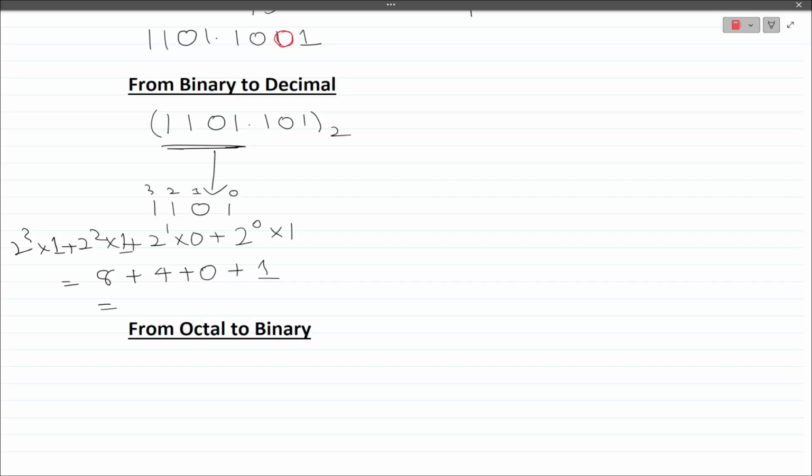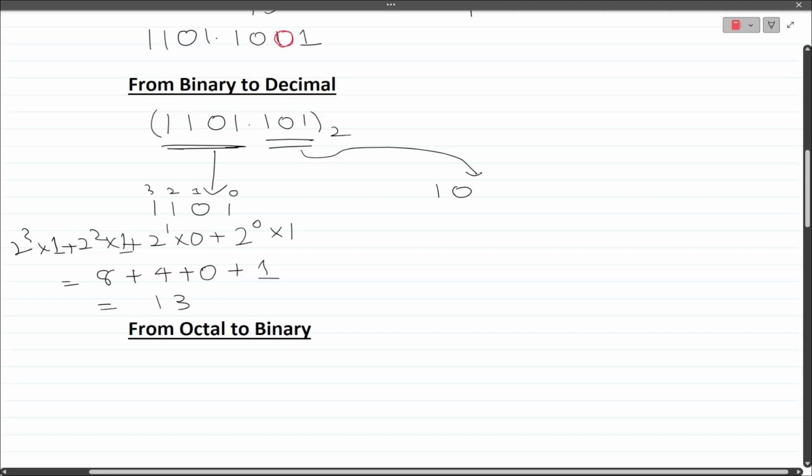Okay, so what have I got? I think 13. Okay, now what will I be doing? I will be taking this decimal part, and see my decimal part is this. Now listen to me carefully.